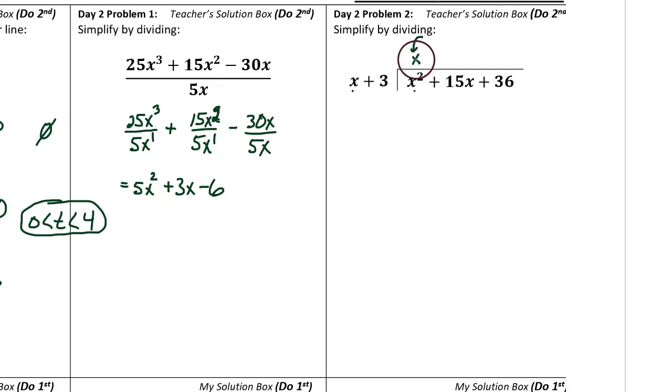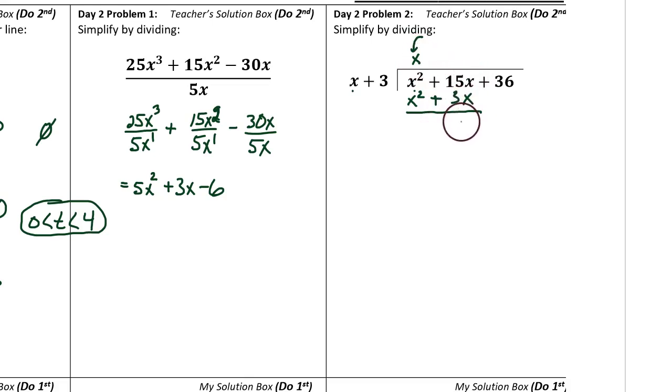Then multiply what you wrote down by this binomial and put the result underneath. X times x is x squared. X times 3 is positive 3x. Now subtract. Notice how the x squareds cancel away. If that didn't happen, then what that tells you is you had put the wrong thing up above to begin with.